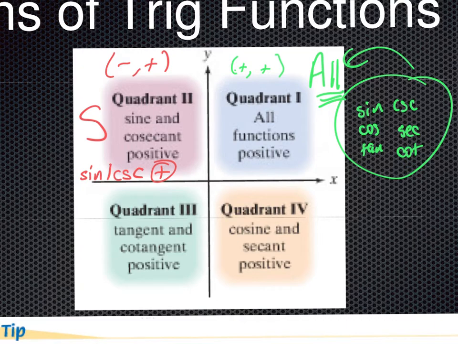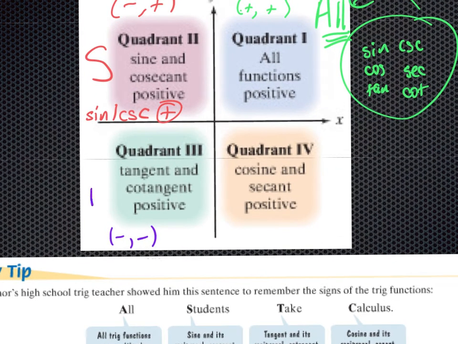Now we're going to go down to the third quadrant. In the third quadrant, my x value and my y are both negative. So we're going to write a big T here. Tangent and its reciprocal, which is cotangent, are positive. What do you think all the other trig functions are there? Negative.